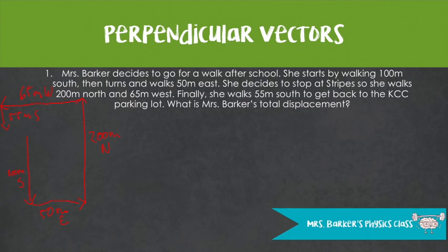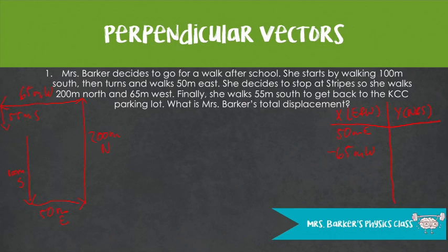Okay, so the easiest way to do these problems is to keep track of our x and y vectors. So our x direction is going to be east and west, and our y direction is going to be north and south. So I have 50 meters east and 65 meters west. I'm going to decide one of these is positive and one of these is negative just to show that they are in opposite directions. So let's make west negative.